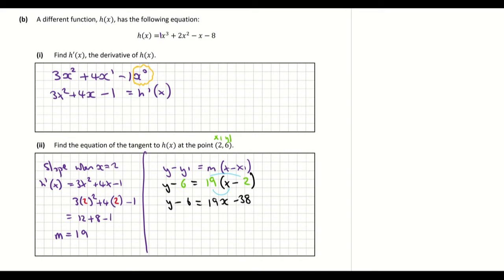And then I'm just going to move everything to one side. So I'm going to move the minus 6 and the positive y to the right hand side. So that's getting me 19x minus y minus 38, and the 6 is now a positive 6. So 19x minus y minus 32 equals 0. And that would be the answer to question 4.